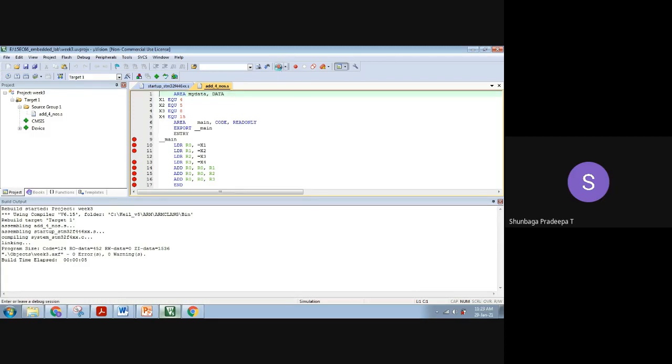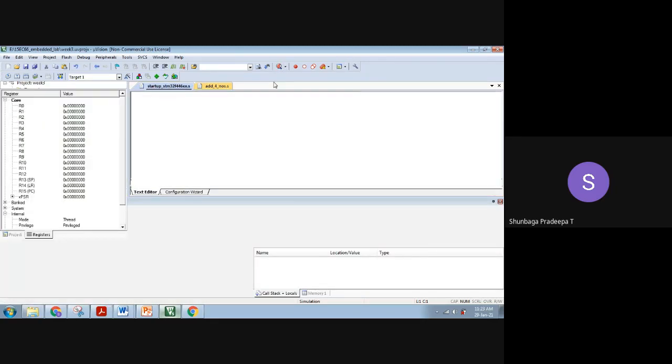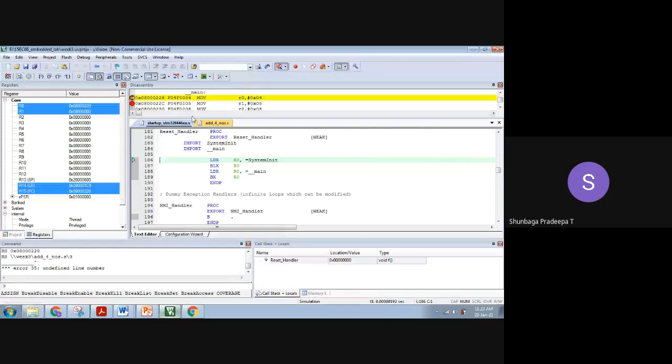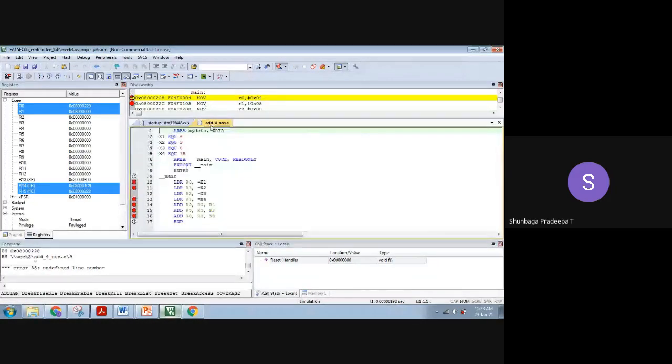So I'll go into the debug mode. First the instruction is MOV R0, comma, hex 4. It is because your LDR is now loaded with X1. So X1 has the value 4. Okay, so it is decoded, and now R0 has the value 4.